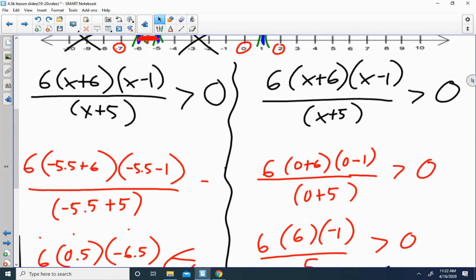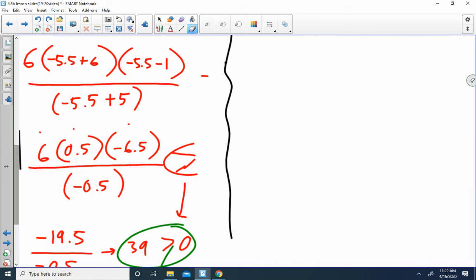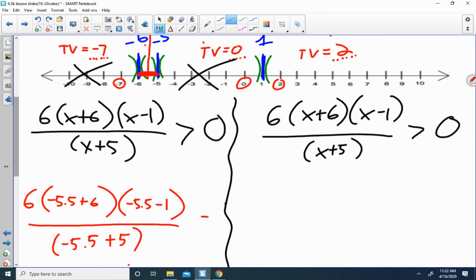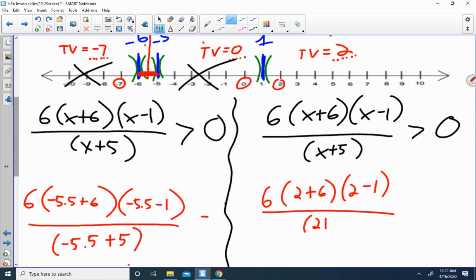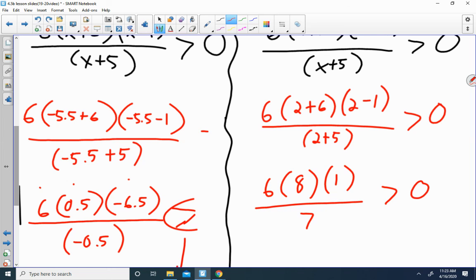All right, one last interval to try, and then we are done. Okay, let's do it. Last time, test value of 2. Let's see what happens. So 6 times (2 plus 6) times (2 minus 1) all over (2 plus 5), all greater than 0. So then you get 6 times 8 times 1 all over 7, greater than 0.